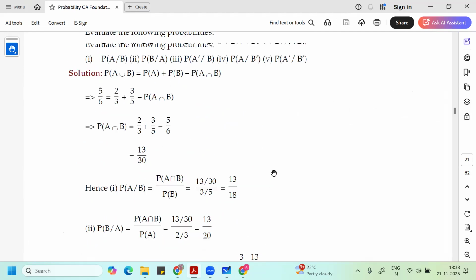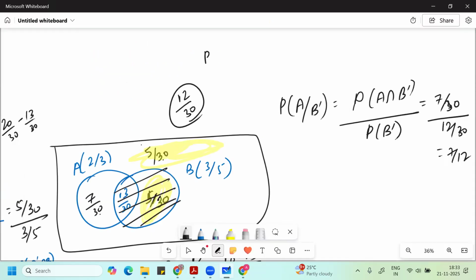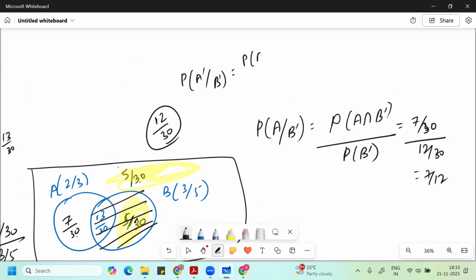Fifth one is A dash by B dash: probability of A dash B dash by probability of B dash.